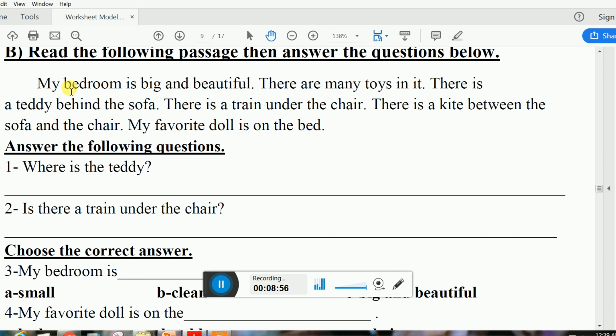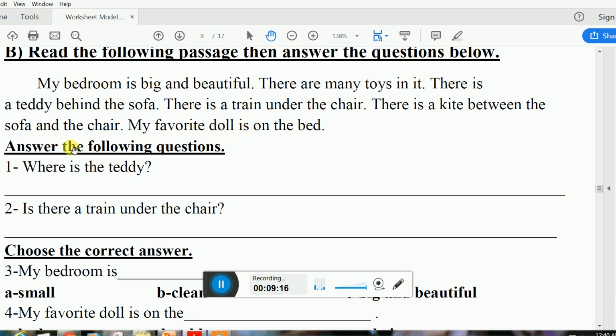My bedroom is big and beautiful. There are many toys in it. There is a teddy behind the sofa. There is a train under the chair. There is a kite between the sofa and the chair. My favorite doll is on the bed.